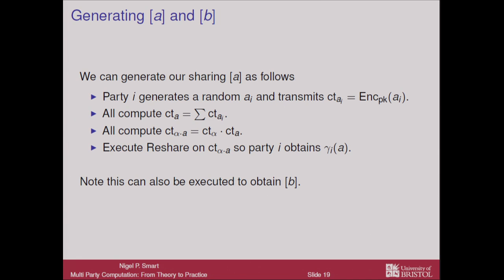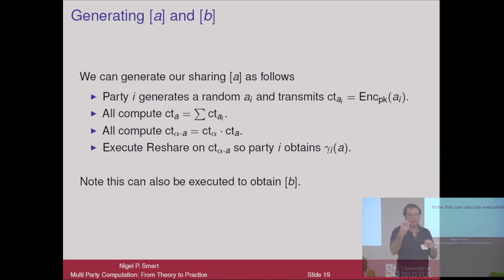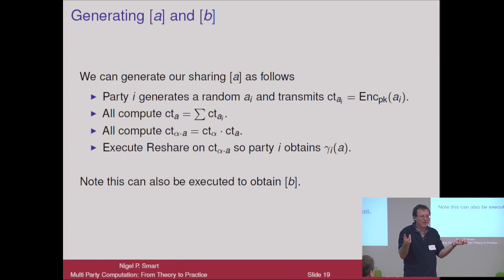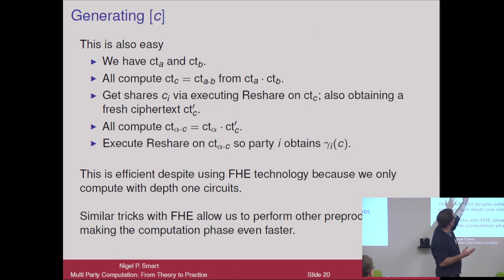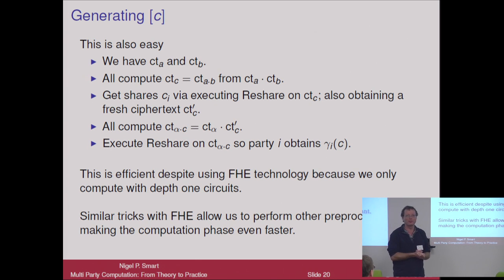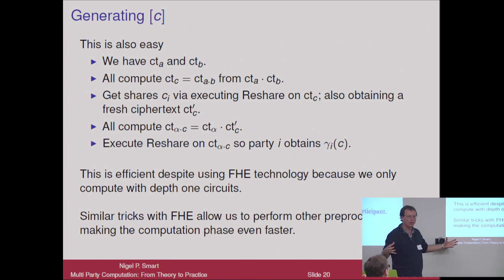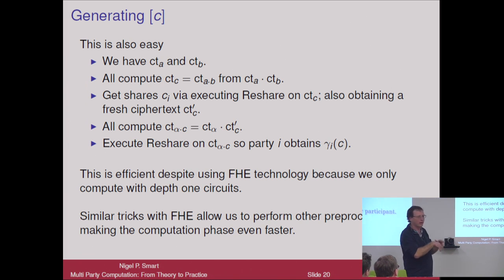Okay, so how am I going to compute a sharing of C? I've got an encryption of A and an encryption of B. Do exactly the same trick. I multiply them together, and that gives me the encryption of C. I reshare it with my reshare protocol, and that gives me my sharings of C. And then I can do the MAC in exactly the same way.